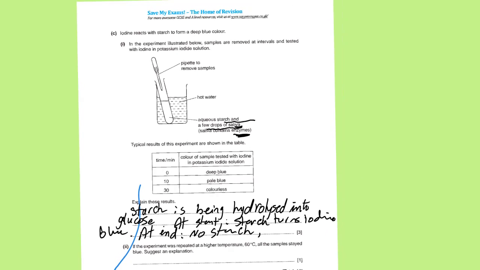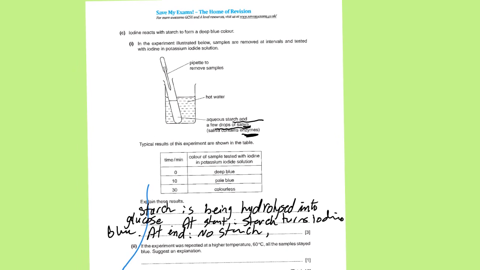Colorless or pale, no problem. If there is no starch, it will be colorless, because I'm explaining the result I have. You are not inventing results from your mind. You are describing what you can see here. At the start of the experiment, before the enzyme works, starch was there and it gave blue color with iodine. At the end of the experiment, starch has been hydrolyzed completely, so no starch, and the color will remain colorless.